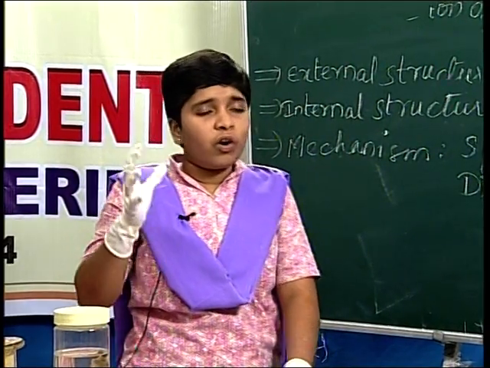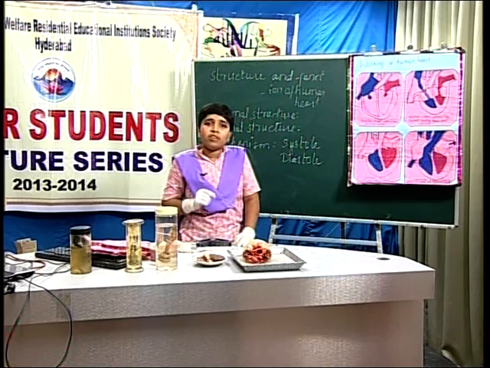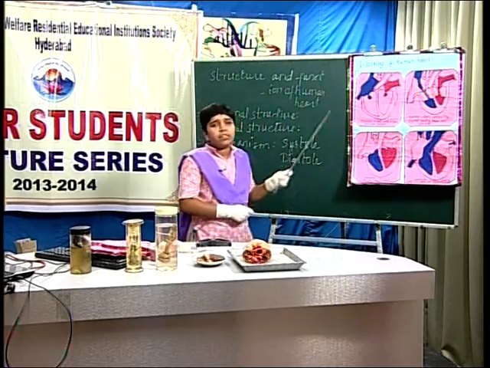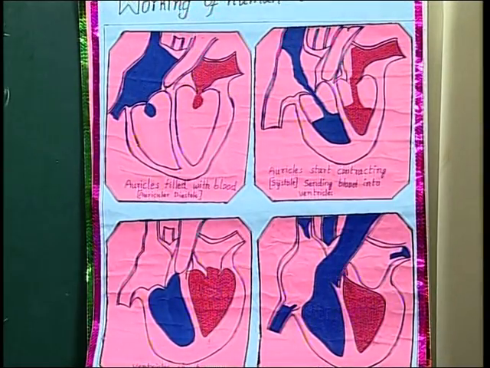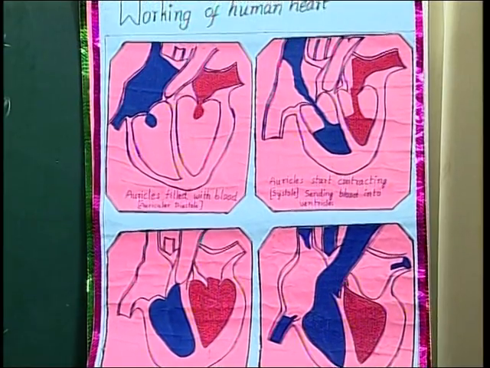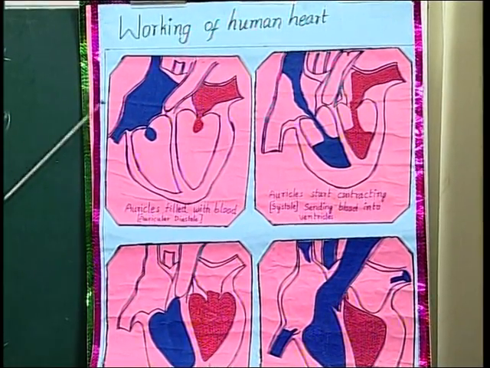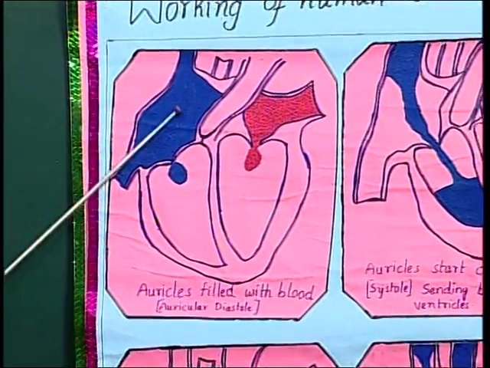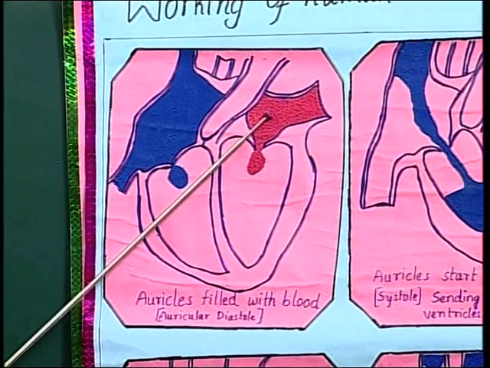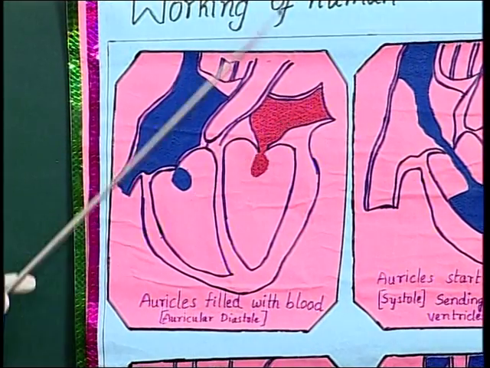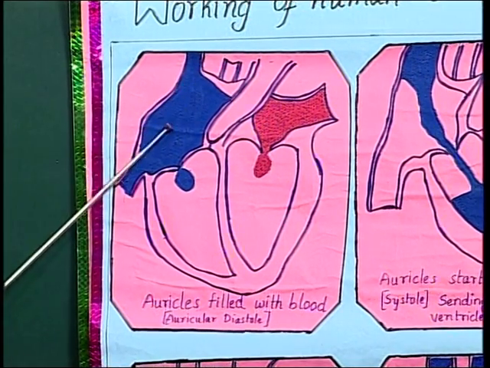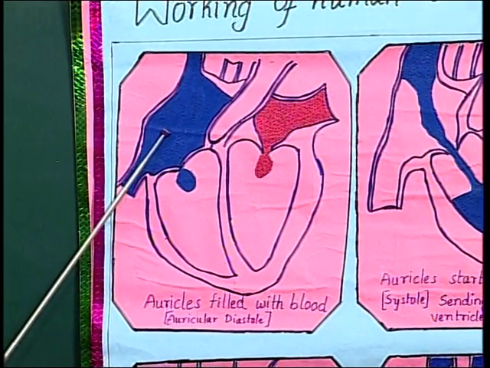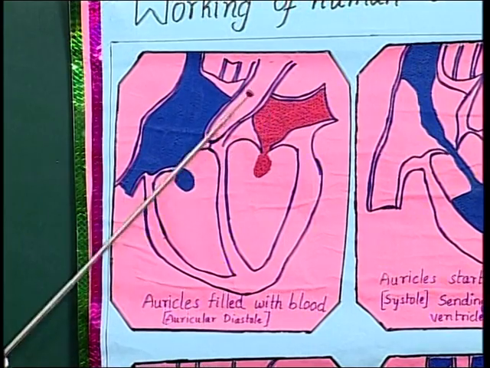But the contraction and relaxation does not take place at one time in the auricles and in the ventricles. The auricles contract at one time and the ventricles contract later. For example, the right auricle receives the deoxygenated blood from different body organs, and the left auricle receives the oxygenated blood from the lungs. So, when these auricles are fully filled with blood, the right auricle is filled with deoxygenated blood and the left auricle is filled with oxygenated blood.